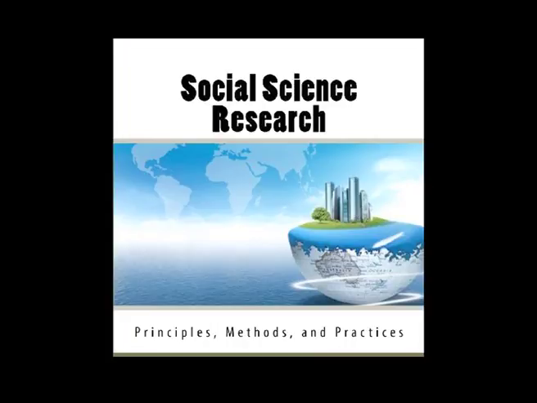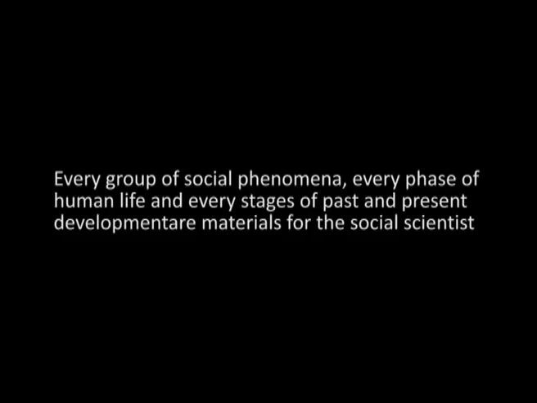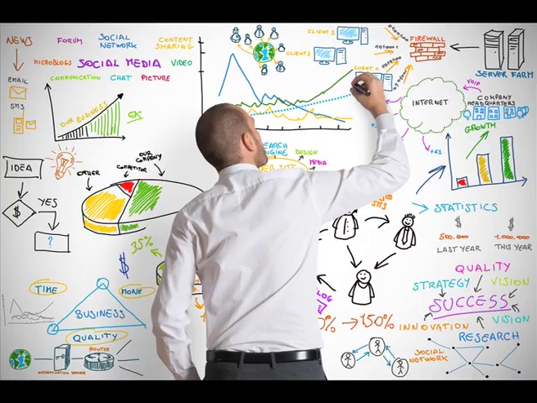Scope of social science research. The fields of social science research are unlimited and the materials of research are endless. Every group of social phenomena, every phase of human life, and every stage of past and present development are materials for the social scientist. The area of research in various social sciences provides vast scope for research.